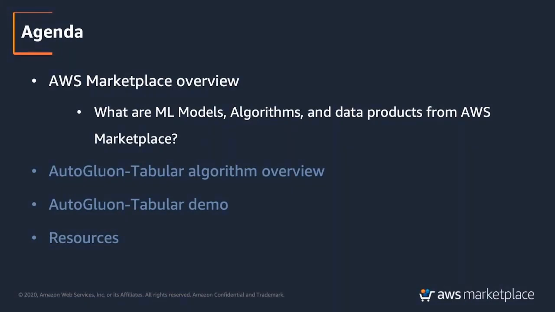Here is a quick overview of today's agenda. First, we will take a look at AWS Marketplace and explore three different types of products that you can use for your machine learning needs. Then, Nick will dive deep into the algorithm itself and share different aspects such as internal workings of the algorithm, as well as benchmarking results against other popular AutoML frameworks. Then, I will show you how to quickly train ML models using AutoGluon-Tabular algorithm. And finally, I will share some resources available for you.